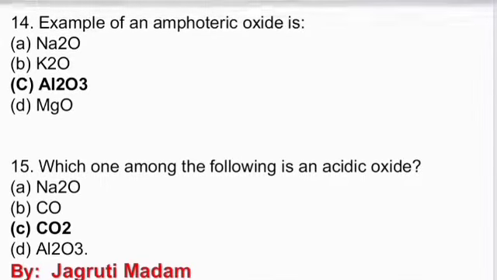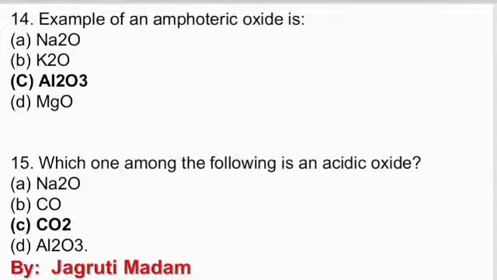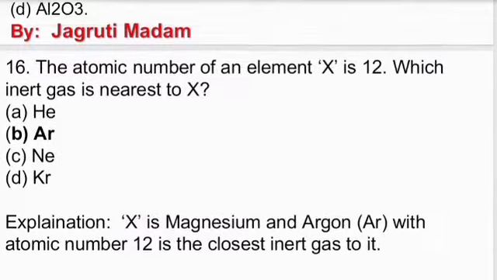Question number 14. An example of an amphoteric oxide is: the options are Na2O, K2O, Al2O3 and MgO. The correct option is C, Al2O3, that is aluminum oxide. Question number 15. Which one among the following is an acidic oxide? Options are Na2O, CO, CO2 and Al2O3. The correct option is C, that is CO2, carbon dioxide.